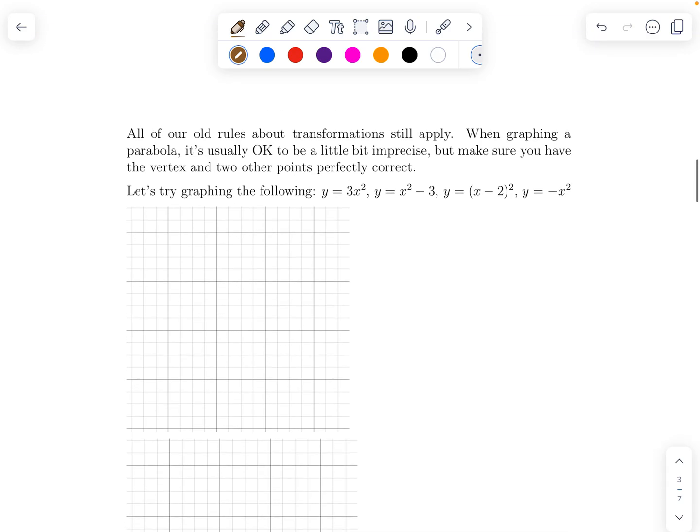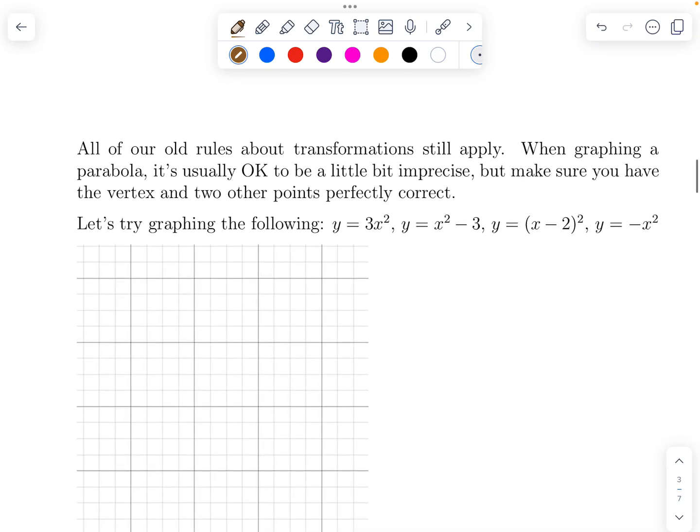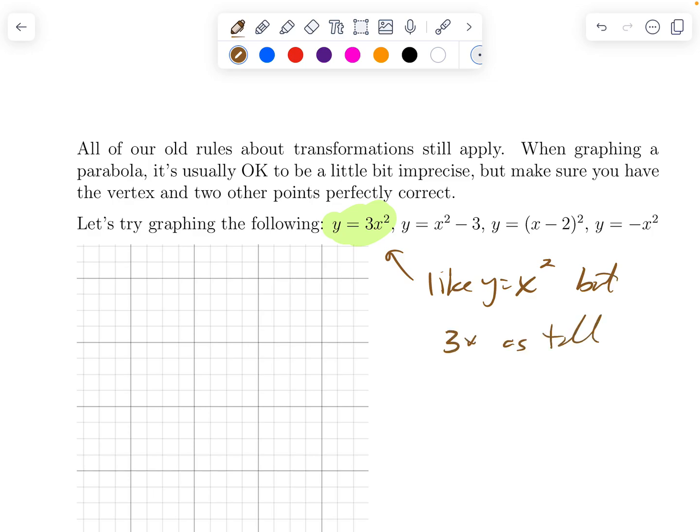Because once we know what x squared looks like, we can start transforming it just like we've transformed everything else. So for example, if I have y equals 3x squared, I'm multiplying that function by 3. So I know this is like y equals x squared, but 3 times as tall. So if I want to have some idea of what that looks like, I'll create my x and y axes.